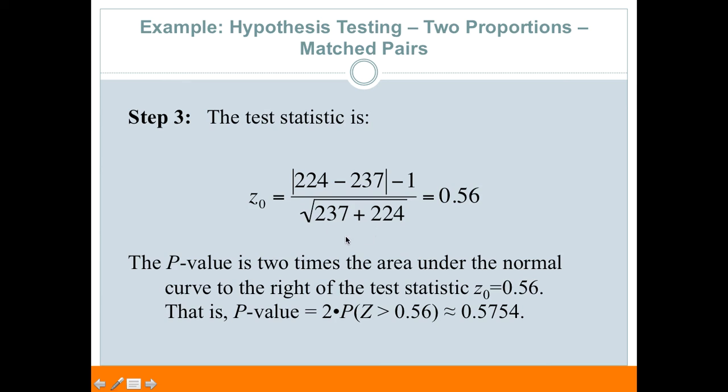Same thing is true down here. For addition, we can add in either order. It's not going to change our answers at all. So it doesn't matter which one comes first as long as you're using the same two values. We get a value of 0.56.